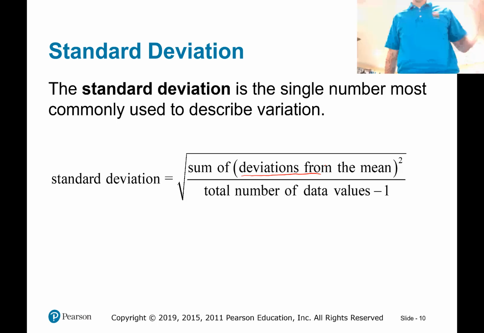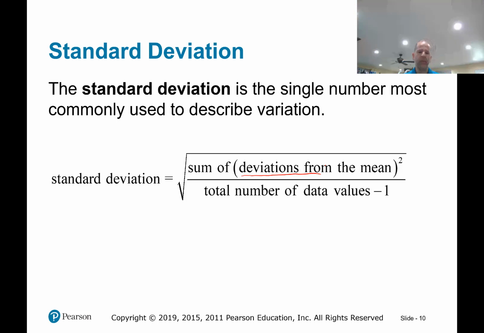And then what we're going to do is we're going to square all of those deviations. And then once we square them, then we're going to add them all up. And that's going to give us our numerator. So that's going to give us the value that goes on top. And then all we do is divide by the sample size minus 1. So we're going to take the total number of data values, subtract 1, and that's going to go in the denominator. Then we're going to take the square root of that, and that will give us standard deviation.